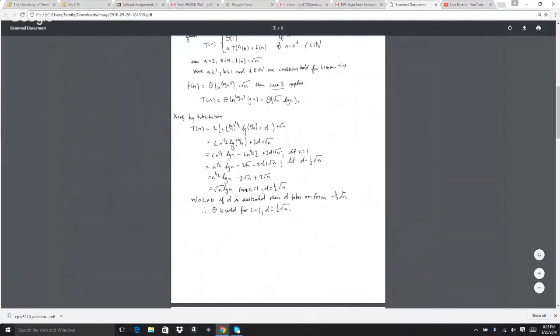Working out the math continually, or expanding out this log term to get rid of the fraction: c n log n minus c n 1/2 2 plus 2d plus square root of n. Again, letting c be a number of our choosing, the c just disappears. It really has no influence at the value 1. So n of 1/2 log n minus 2n plus 2d plus square root of n.